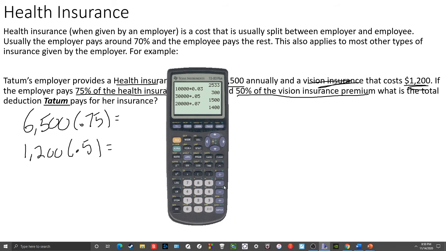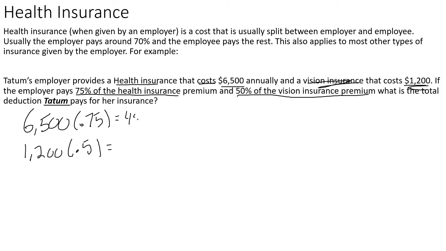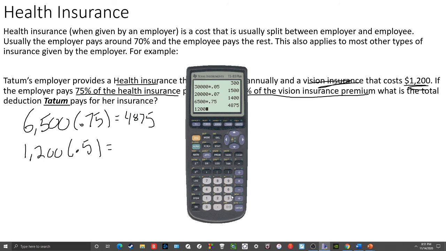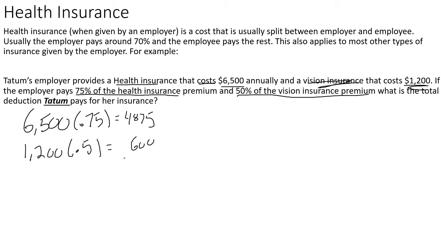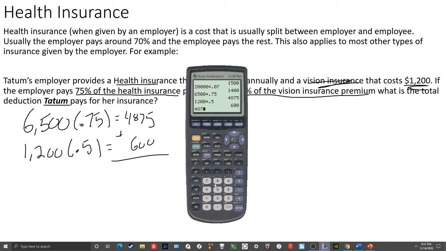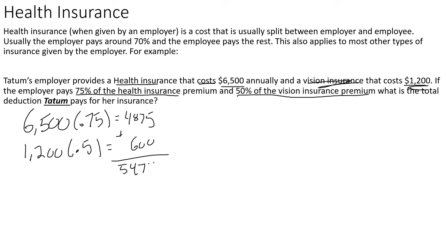6,500 times 0.75 would be 4,875. And then 1,200 times 0.5 would be 600. So we add these up together, and we get a grand total of, let's see here, 4,875 plus 600, 5,475. So that is how much the company is going to pay. So this is her company, the co. That's what they're going to pay.